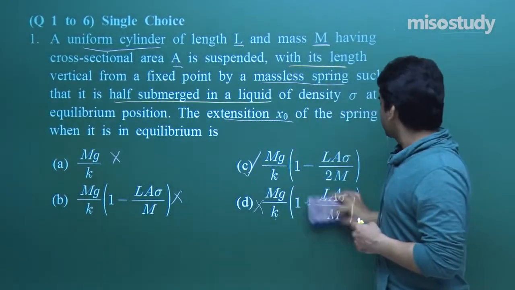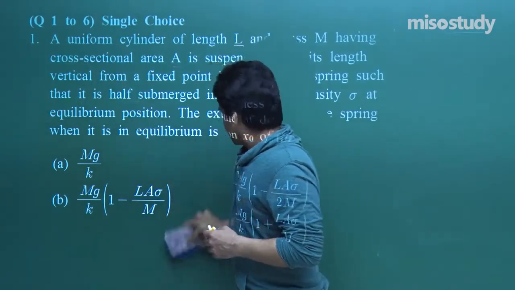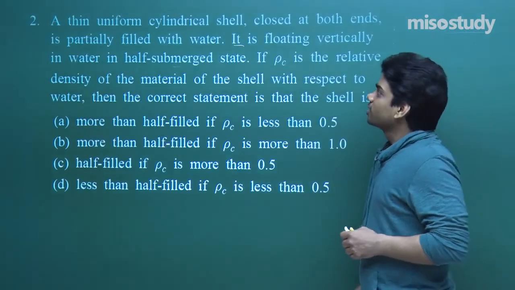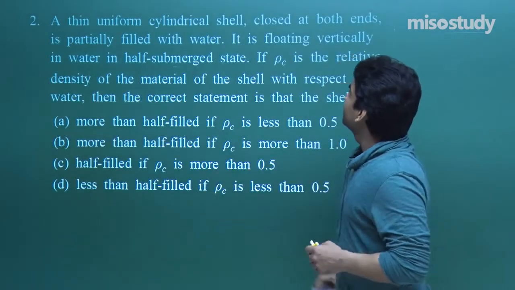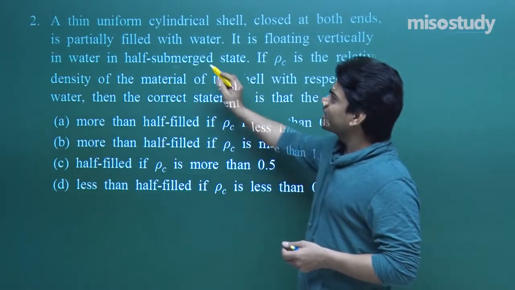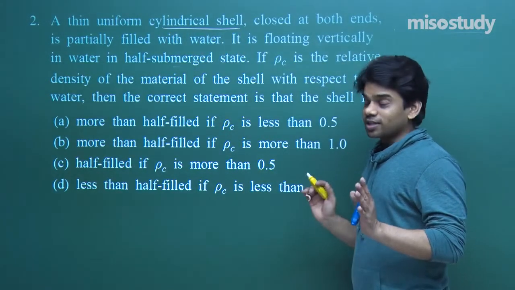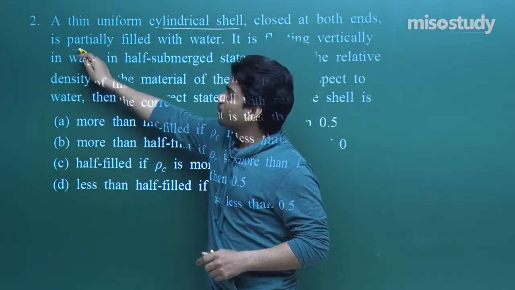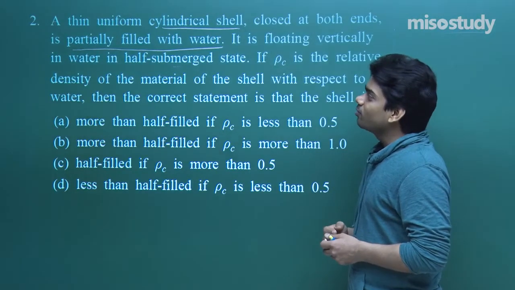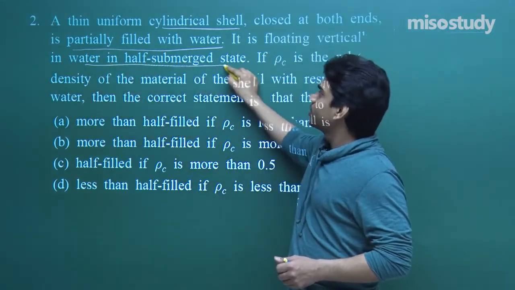The next question of the class, question number 2. A thin uniform cylindrical shell closed at both ends. The cylindrical shell, that means it's a hollow shell, closed at both ends, is partially filled with water. So remember this term, partially, it's not completely filled with water. It is floating vertically in water in half submerged state.